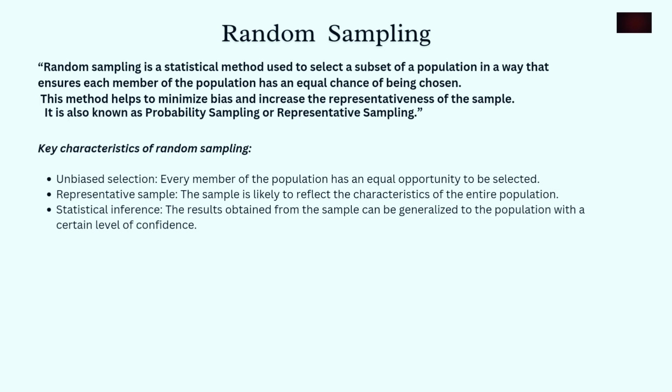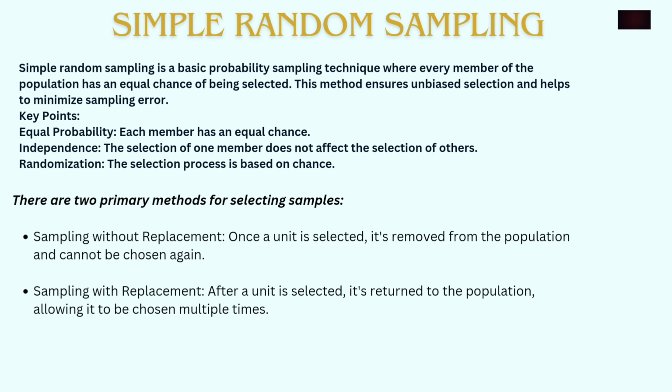Key characteristics of random sampling: one, unbiased selection. Every member of the population has an equal opportunity to be selected. Two, representative sample. The sample is likely to reflect the characteristics of the entire population. Three, statistical inference. The results obtained from the sample can be generalized to the population with a certain level of confidence.